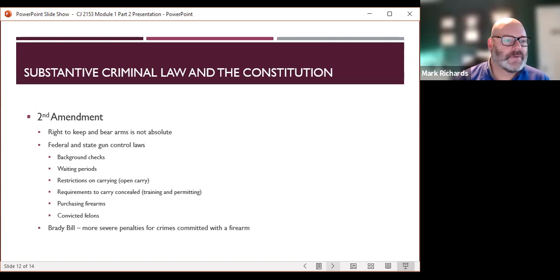Under the Second Amendment, the right to keep and bear arms isn't absolute. You have federal and state gun control laws that require background checks, waiting periods to purchase handguns, restrictions on carrying weapons openly, and requirements for carrying concealed. To get a concealed weapons permit, you're required to undergo training and go through a permitting process. There are laws that restrict purchasing firearms. Of course, convicted felons are unable to purchase, possess, or utilize firearms. And under the Brady Bill, more severe penalties were added to crimes when those crimes are committed with a firearm.